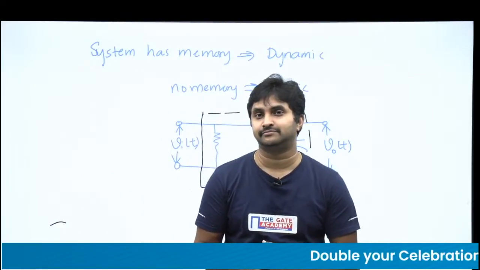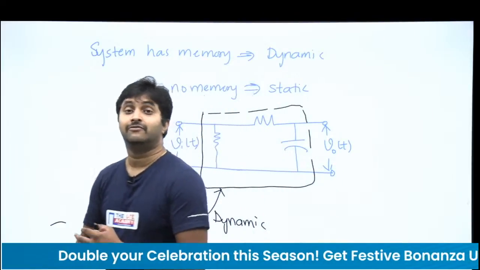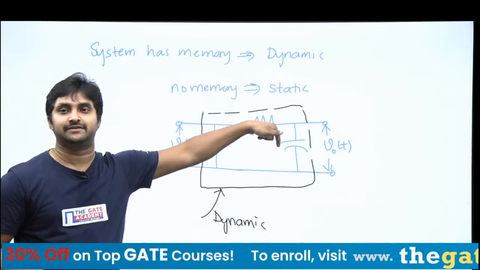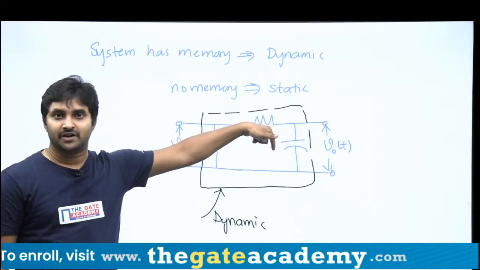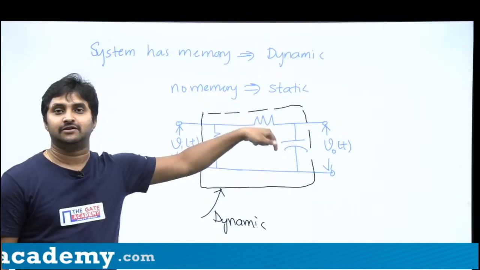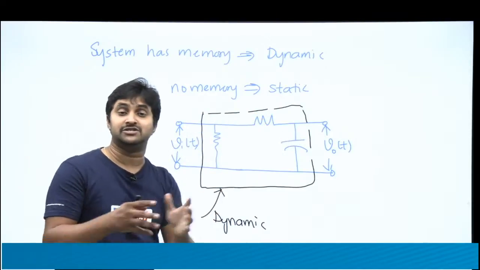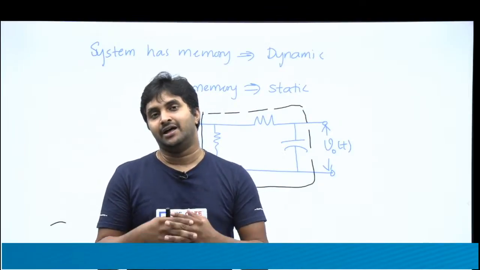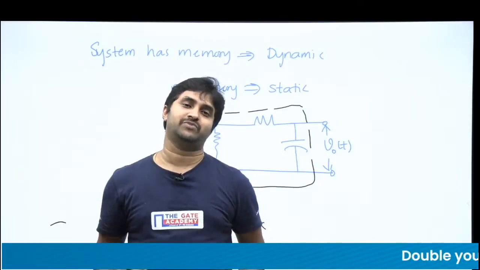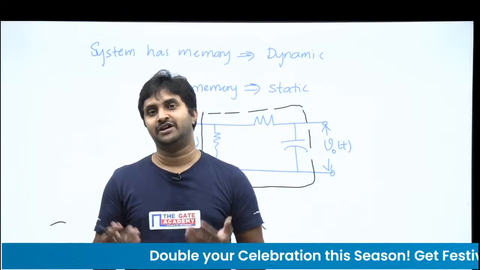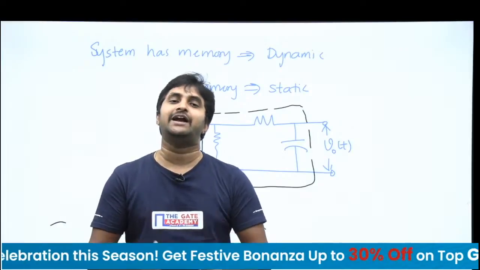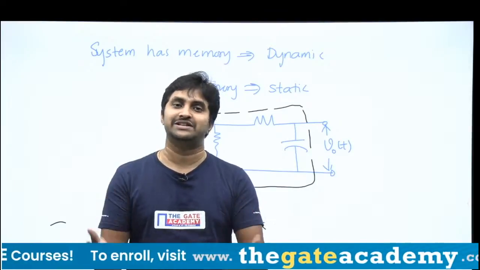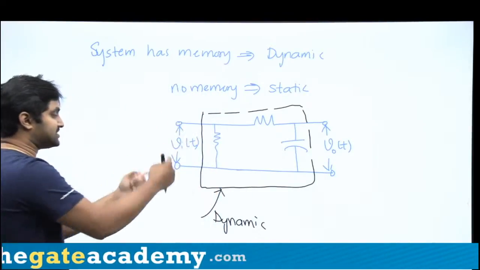Why, sir? Why is it a dynamic system? It is a dynamic system because you have a capacitor. Very good, Pradeep. Because a capacitor is an energy storage device. It can store something, it can accumulate the charges. It means that by default it is going to have memory. It's a storage element, isn't it? That is the reason why this system is going to become a dynamic system.